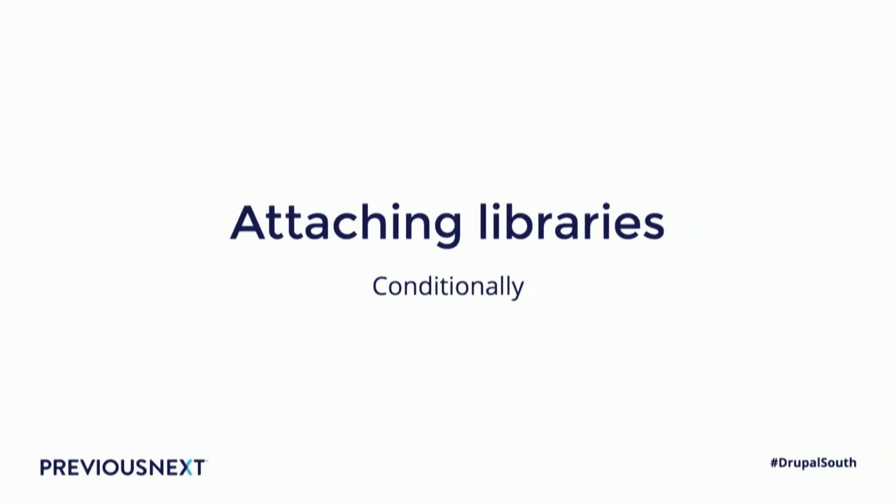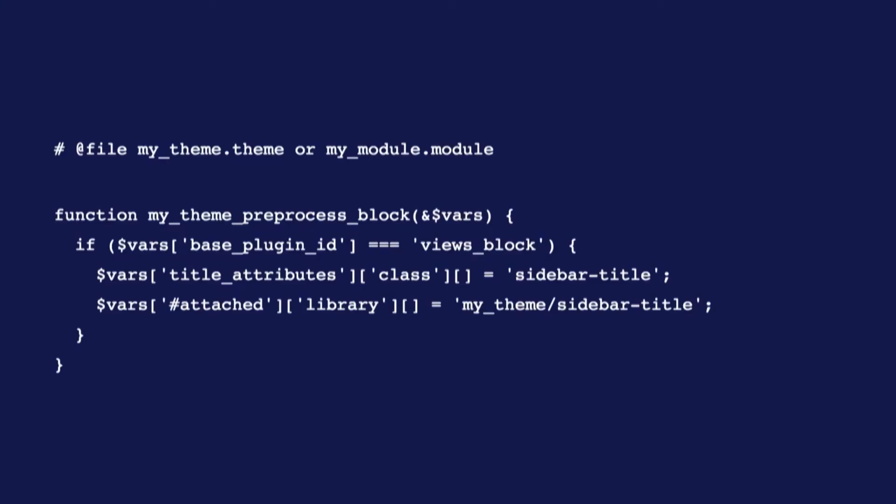Conditionally is generally for things like blocks, paragraphs, fields, a module, anything that is inserted as a module or pre-processed. So an example of pre-processing, you have this attached array. So you attach the library and then you reference the name of your library, and you can add that attached array to any render array in Drupal. So it doesn't have to be pre-processed, it can be any other kind of hook into a render array.